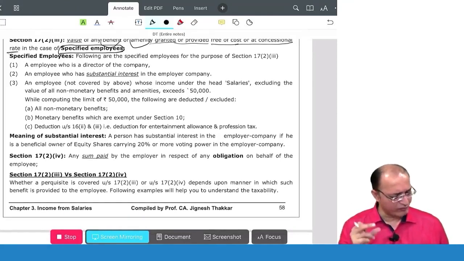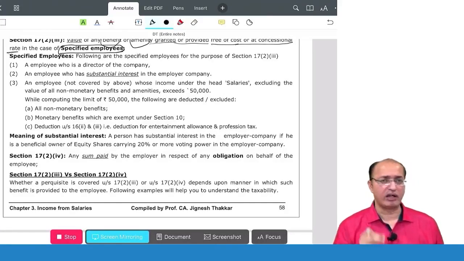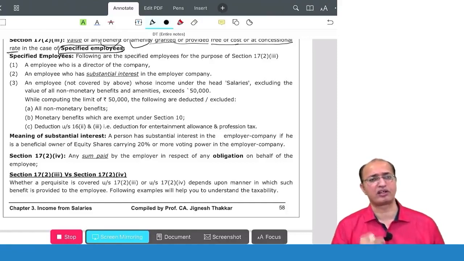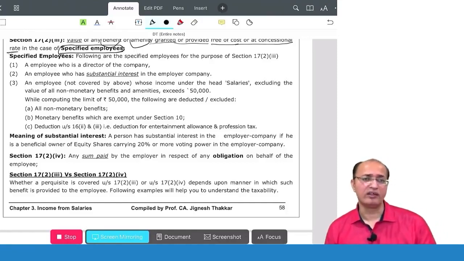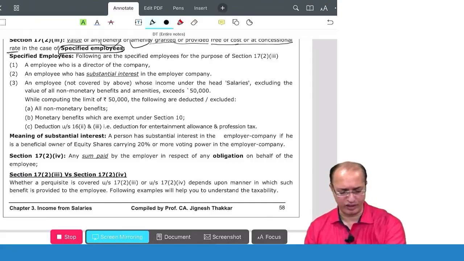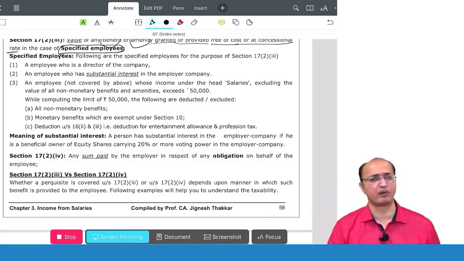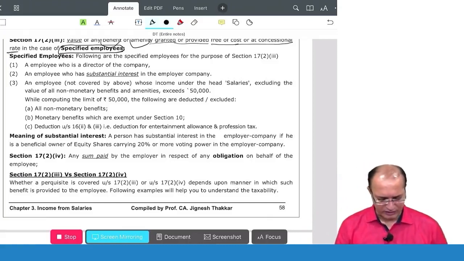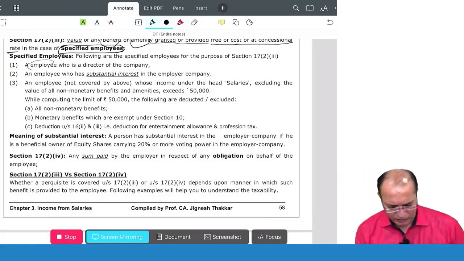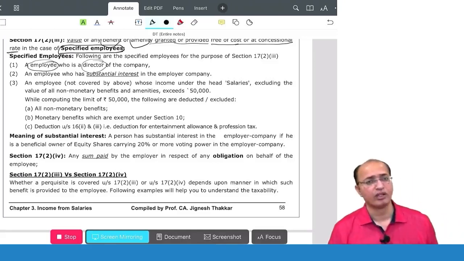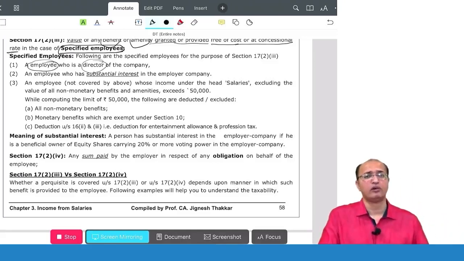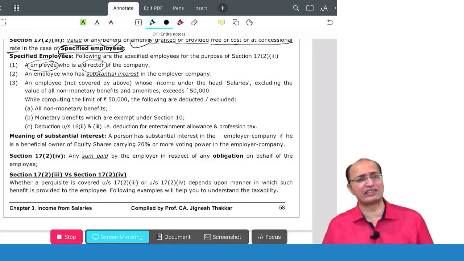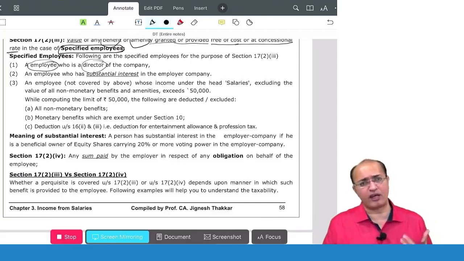So, we have three different criteria to identify a specified employee. We have three different conditions. If the employee is satisfying or fulfilling any one of the conditions, then we'll say that he is a specified employee. First point says, an employee who is a director of the company. Now on this point, the CA Institute has a different opinion, and I have a different opinion.